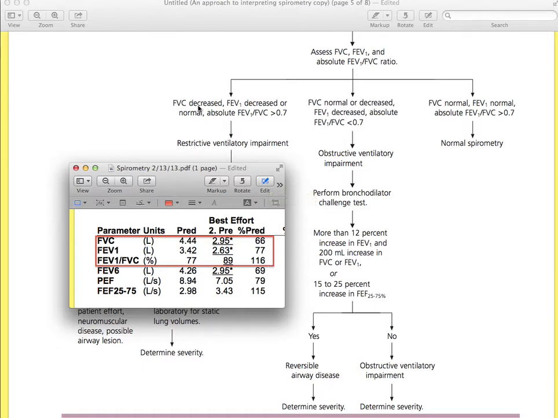If we look at the restrictive pattern, the FVC is decreased. Again, it's decreased. FEV1 is decreased or normal. As we said before, it's decreased. And then the ratio here is greater than 70%. And here 116 is obviously greater than 70. And so this looks to be a restrictive pattern.